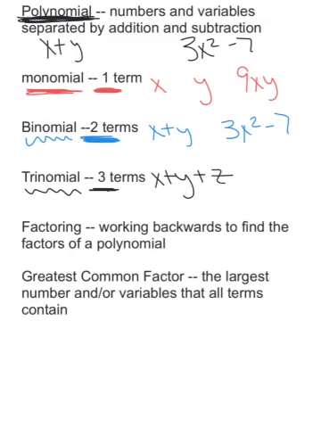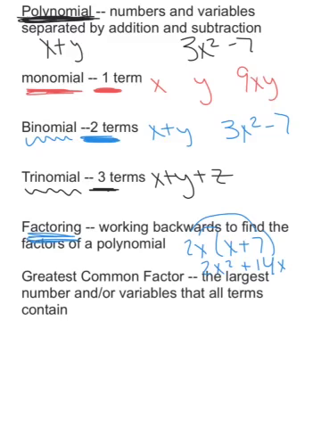What we're going to look at this week, or over the next several weeks, is we're actually going to factor these. And when you factor, that just means you're working backwards to find the factors of a polynomial. So for example, before the holiday break, we had something like 2x times the quantity of x plus 7. And what we were doing, we were multiplying this in. So we were distributing and getting 2x squared plus 14x.